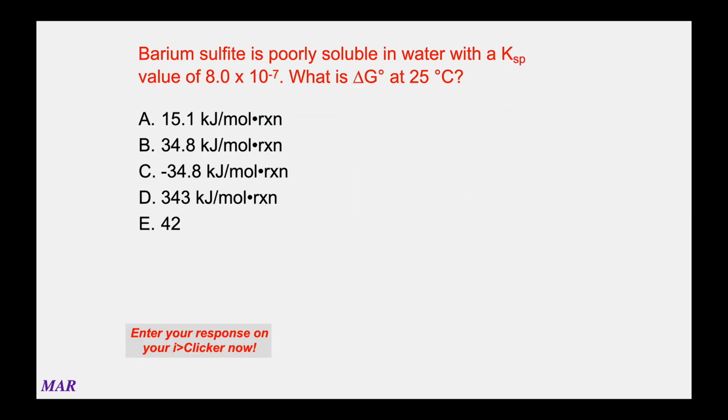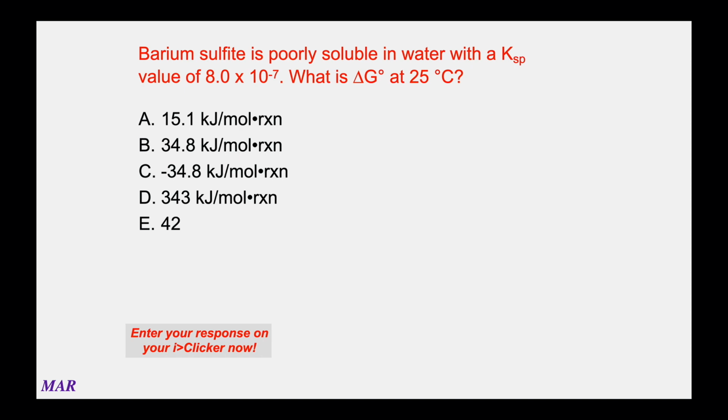Here's a question. Barium sulfite is poorly soluble in water. It has a Ksp of 8.0 times 10 to the minus 7th, again, much less than 1. What is delta G at 25 degrees Celsius? Again, 5 answers, 4 of them being potential answers. See if you can figure out what the answer is. Pause the video. When you're ready, unpause it. We'll talk about the answer.